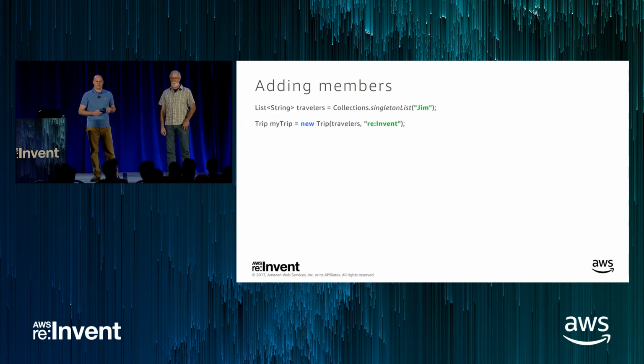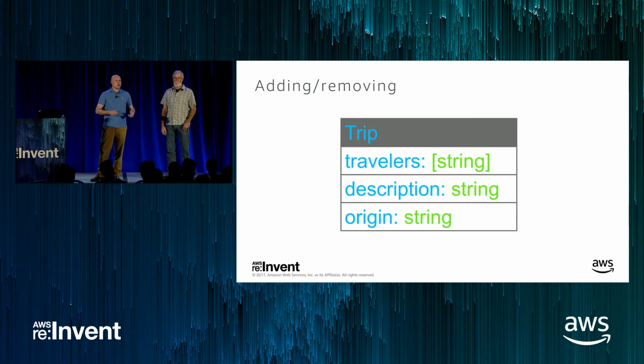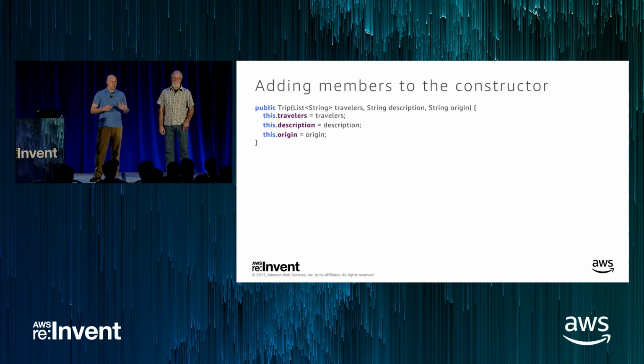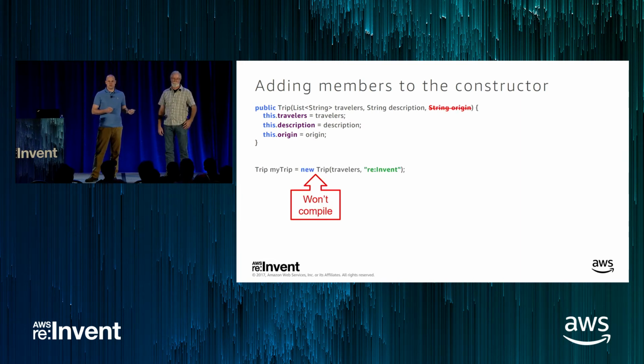So there's a problem with this approach, and that is when we go to change our API, the service team, Jim's team, has come to us and said, hey, our customers are asking for origin, we want to introduce origin, then we've got a little bit of a problem. So what we could potentially do is add that to the constructor as a new constructor argument. But the problem is that's going to break customers who are using the old constructor.